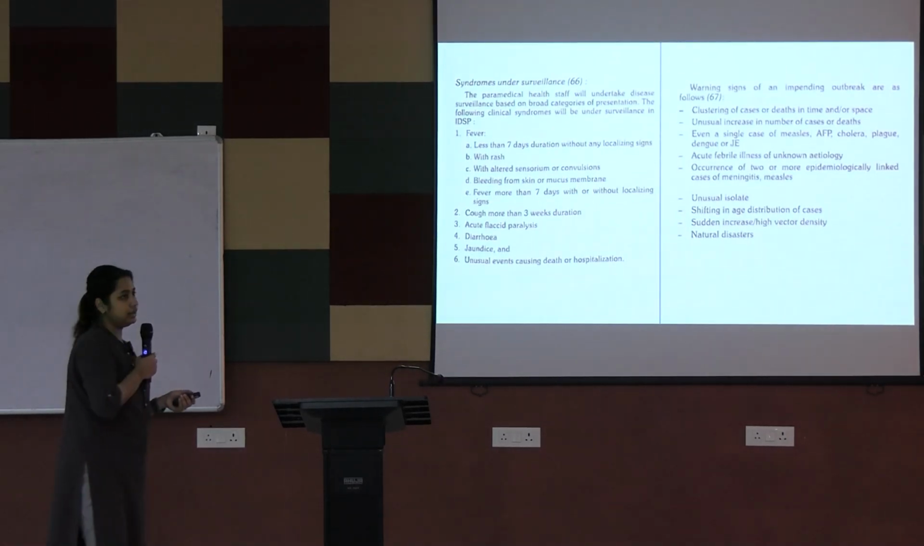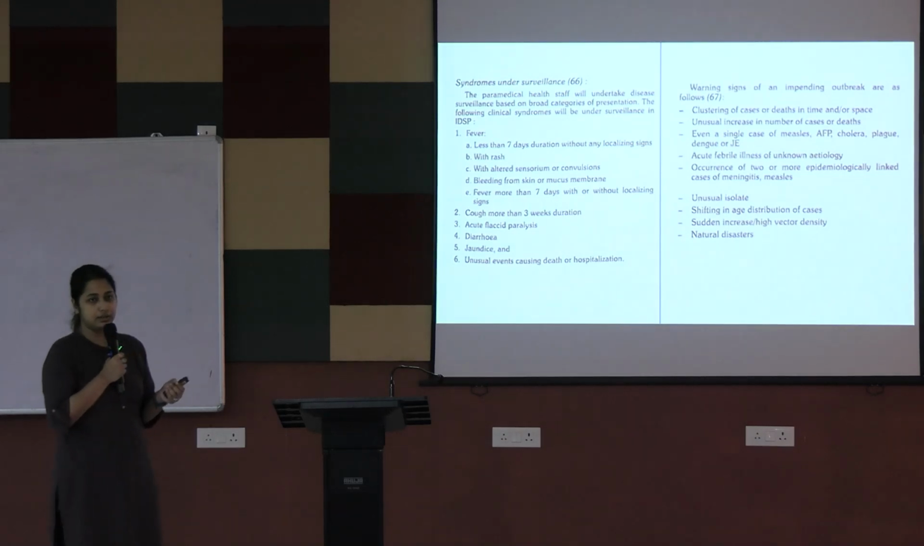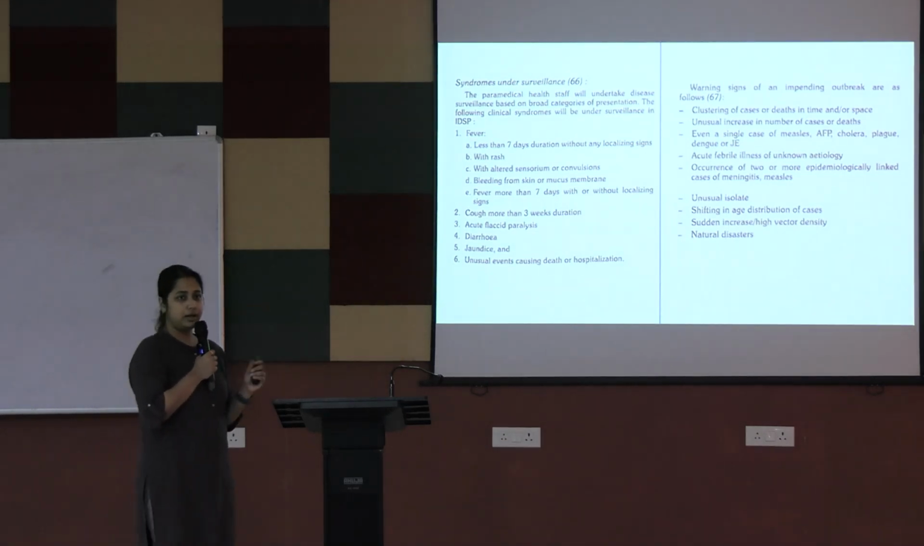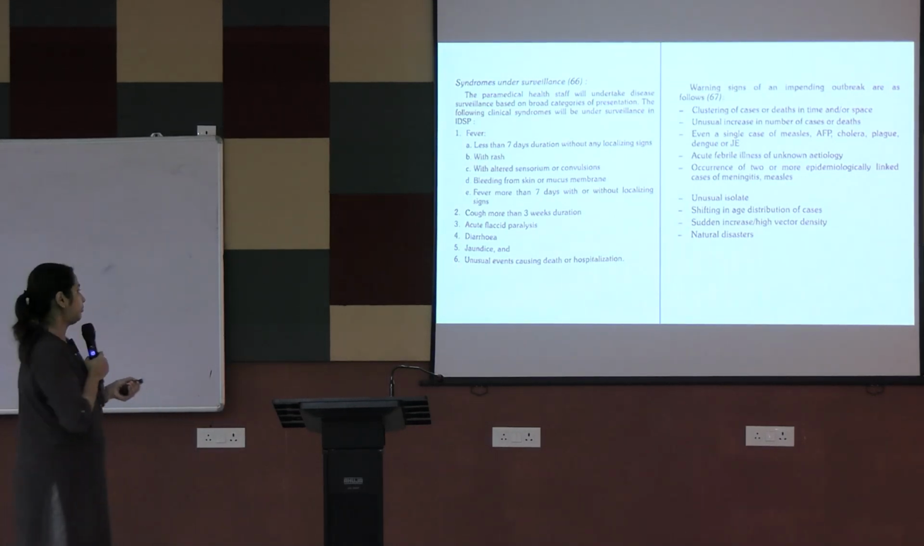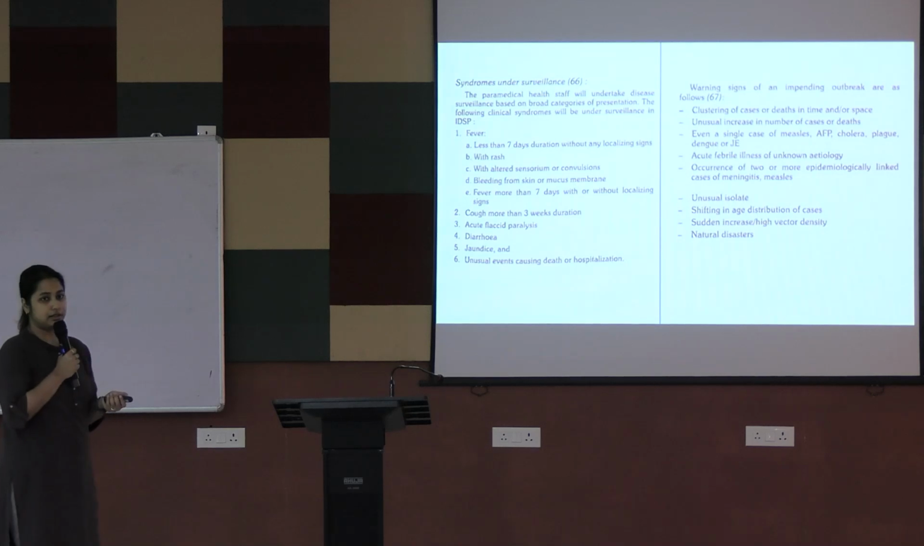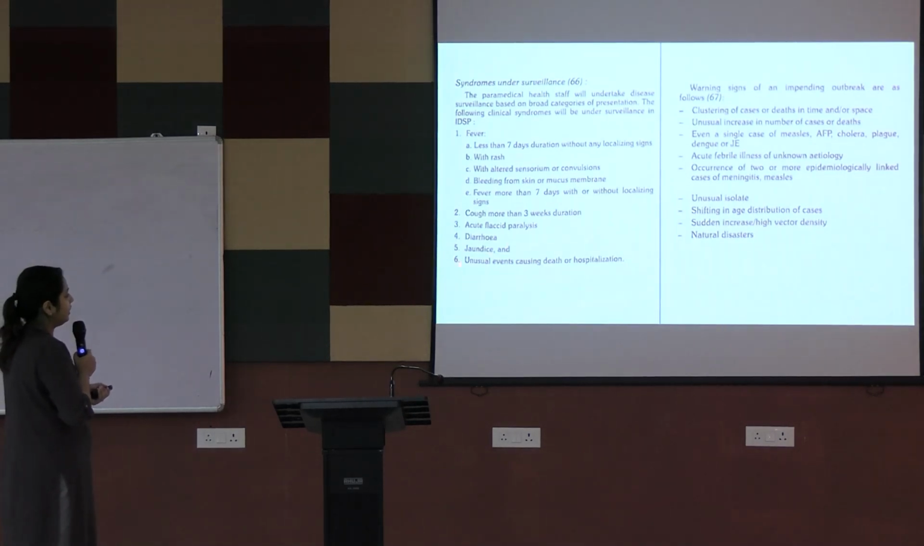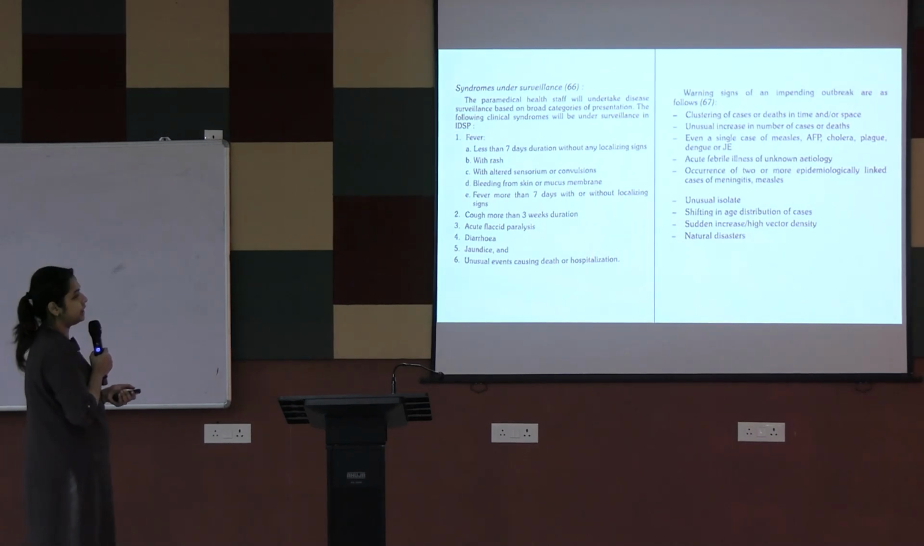So fever with anything, if there, it is noted down and then reported in the syndromic form. Then cough of more than 3 weeks duration, acute flaccid paralysis in a child, diarrhea, jaundice, or unusual events causing death or hospitalization.